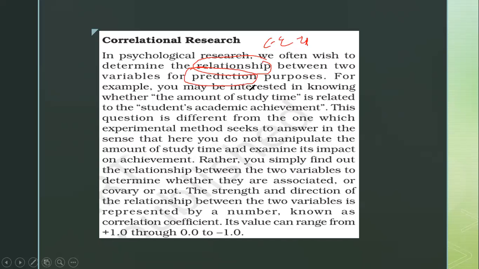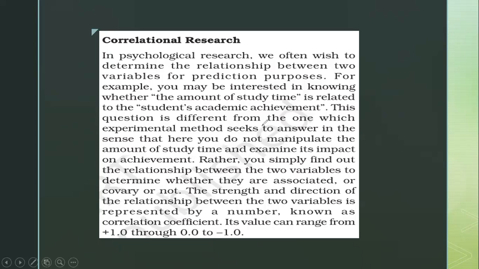For example, you may be interested in knowing whether the amount of study time is related to the student's academic achievement. I think we earlier discussed some example in activity 2.2. This is like correlating one variable with another, an independent variable and a dependent variable. There can also be examples like two dependent variables and one independent variable. Can it be possible? Just think in that way.